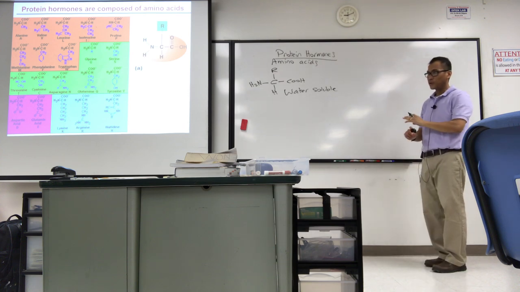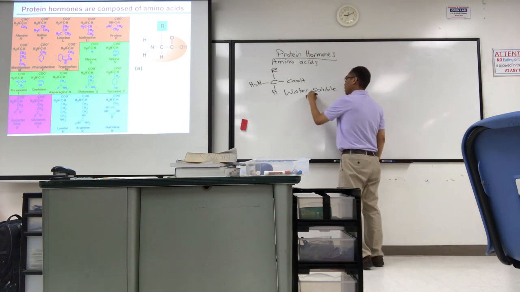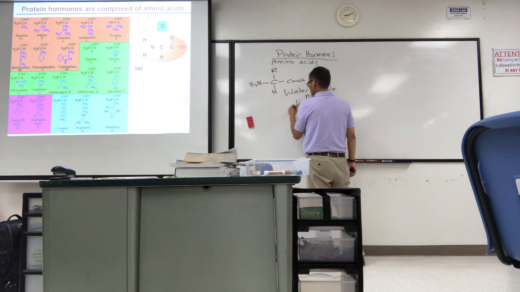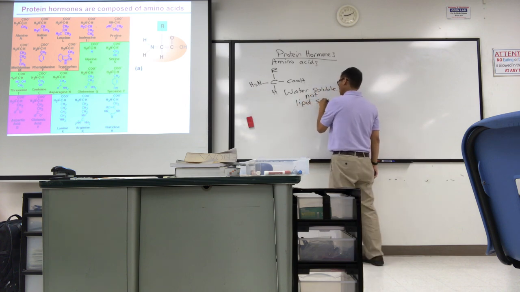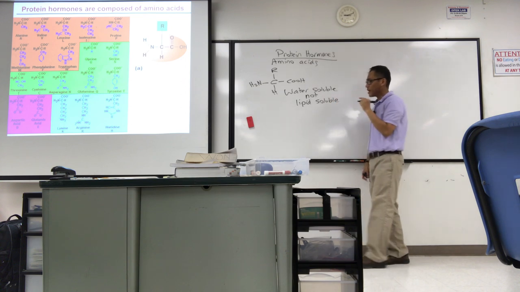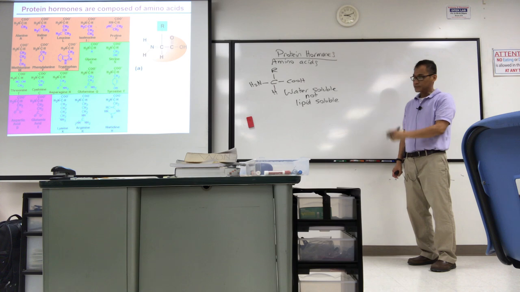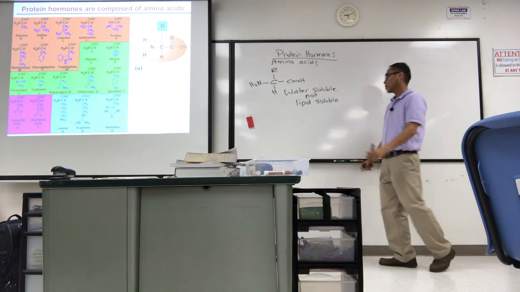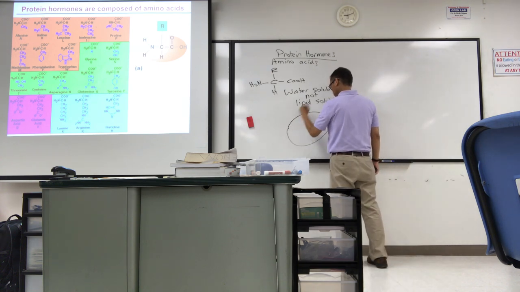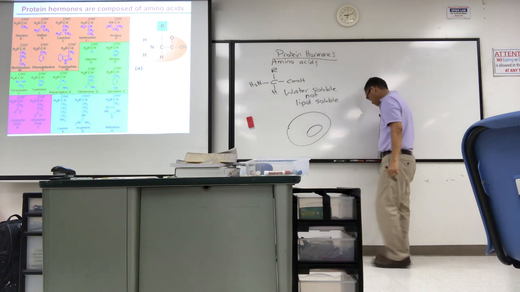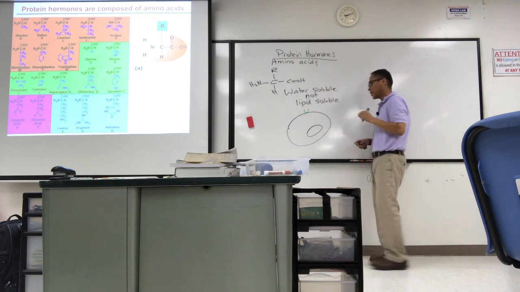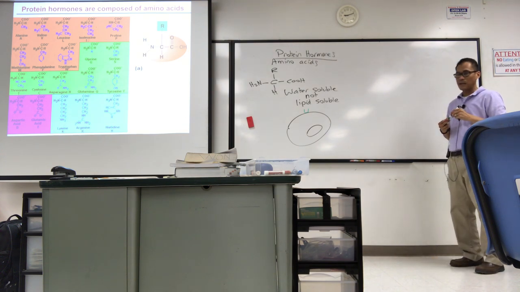Because they're water-soluble, in other words, they're not lipid-soluble, they can't get past the cell membrane. So that means that if you're going to elicit a response, you must have your receptor presented on the cell membrane. Here's the target cell. Here's the nucleus. You must present the hormone's receptor on the cell surface, because the hormone cannot make it past the hydrophobic zone of that lipid bilayer, the cell membrane. Okay, so that's the main thing to take away from a protein hormone.